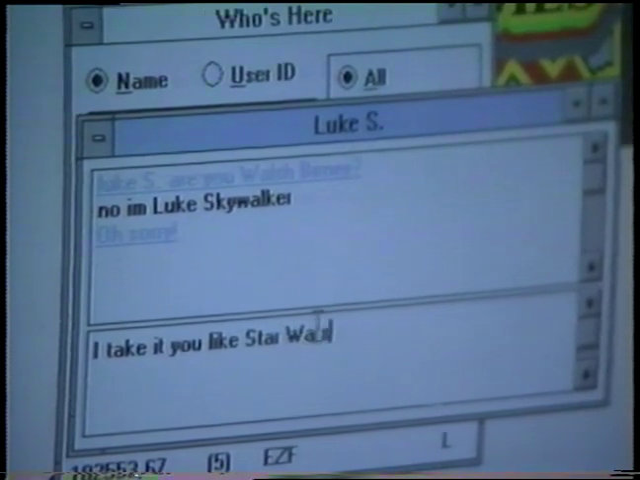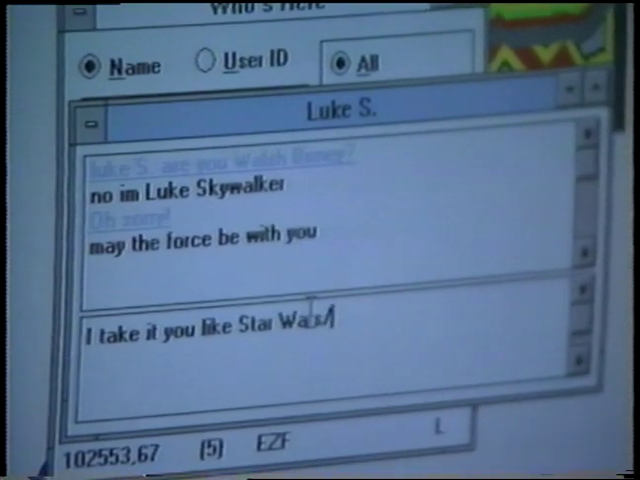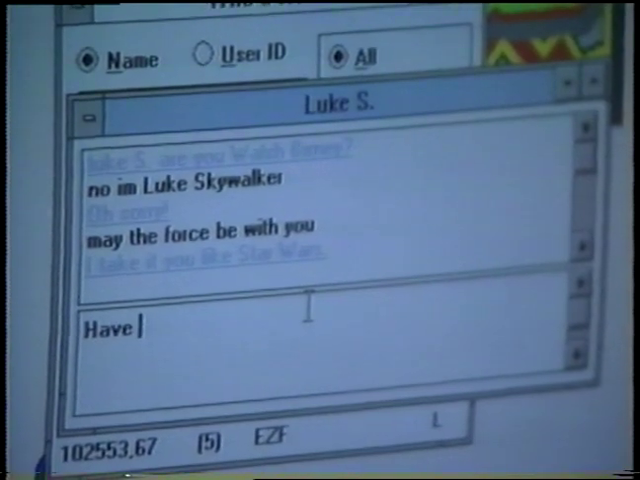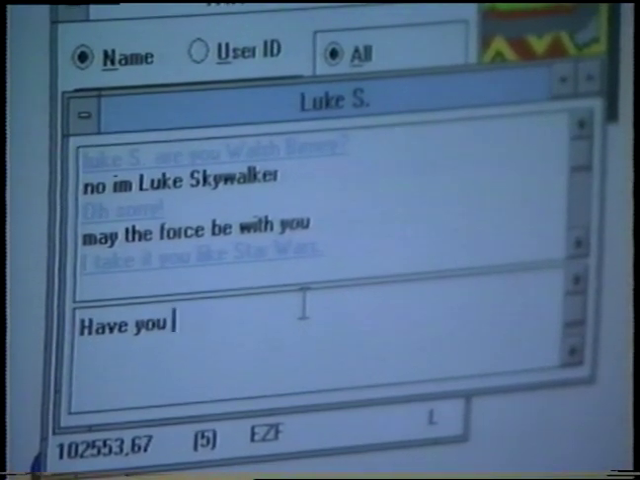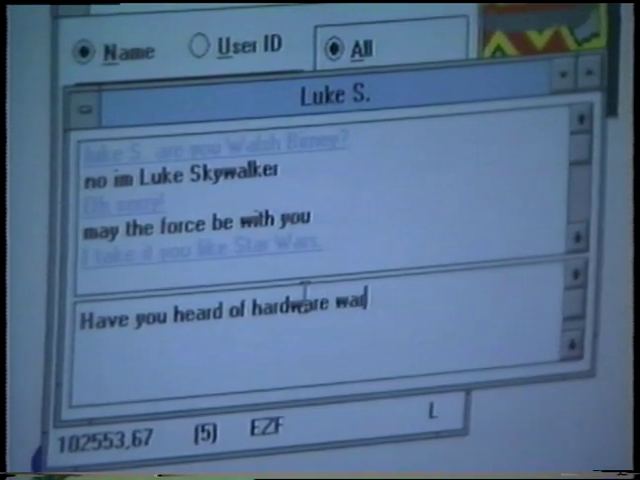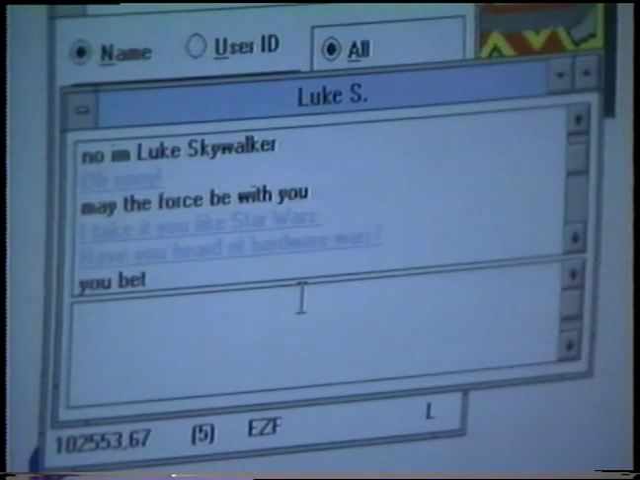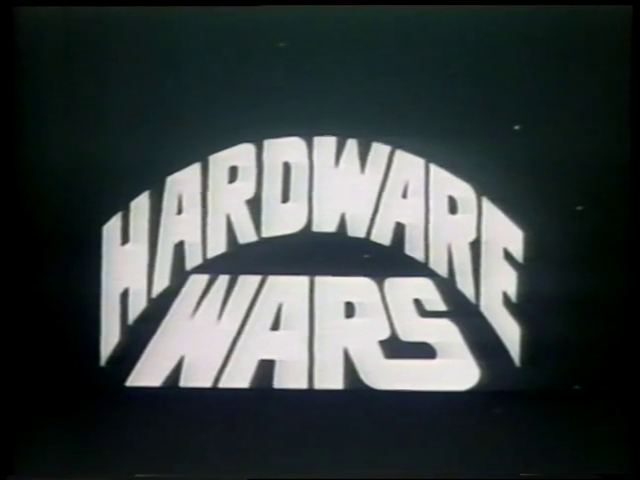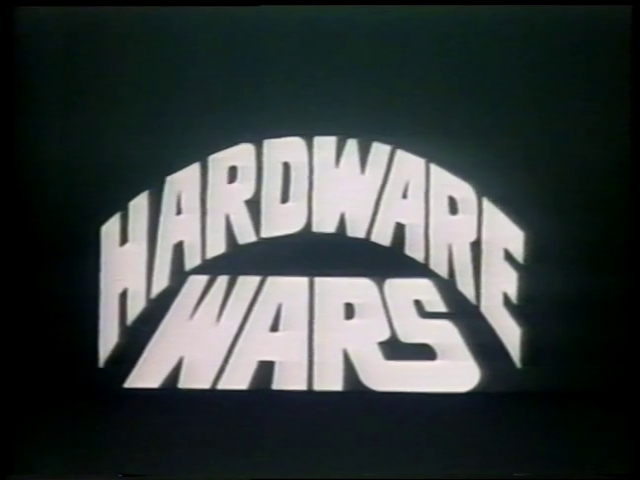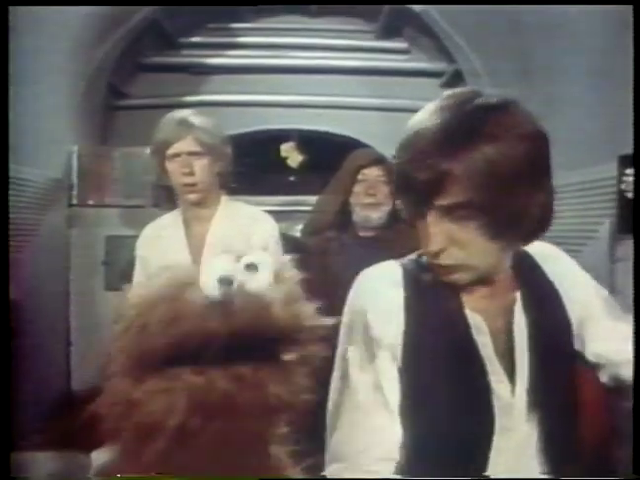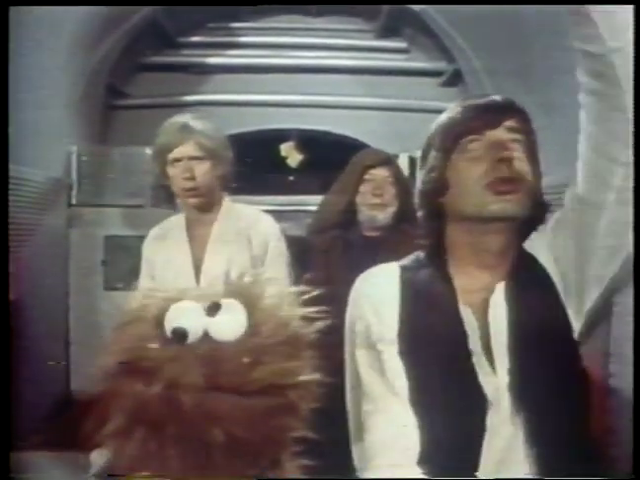You like Star Wars. May the Force be with you. Have you heard of Hardware Wars? You bet. Hardware Wars. A spectacle light years ahead of its time. Fly along with Ham Salad and Chuchilla, the Wookiee Monster, as they make their daring getaway.